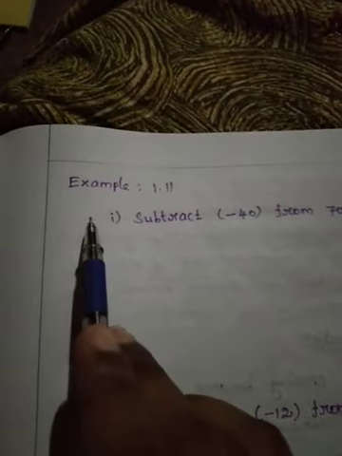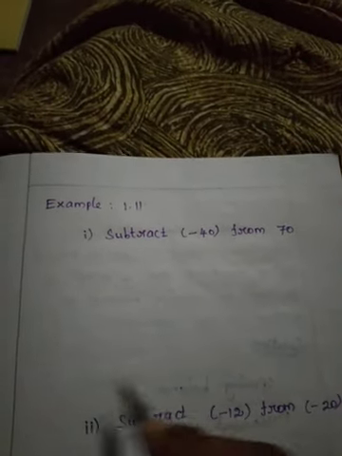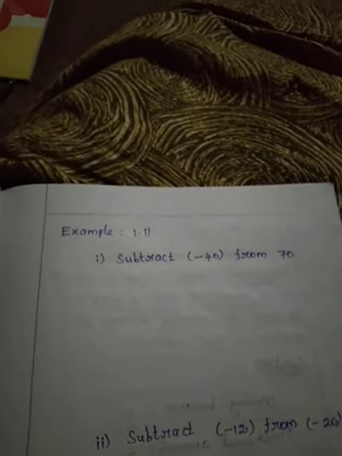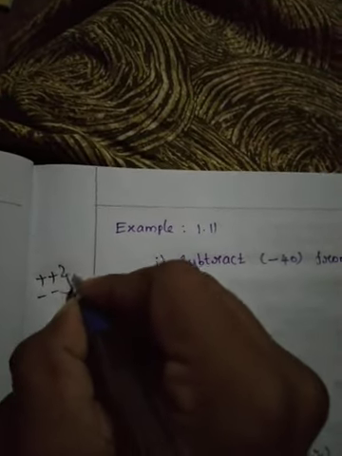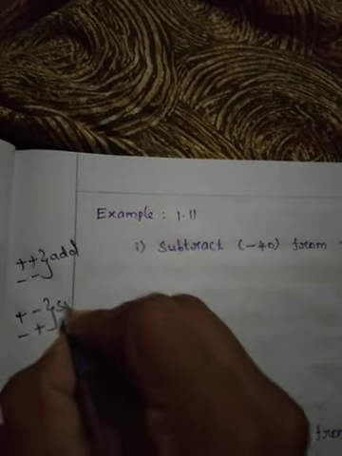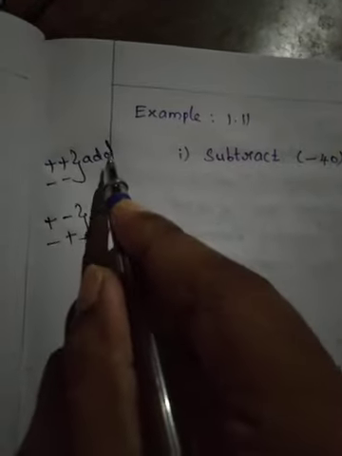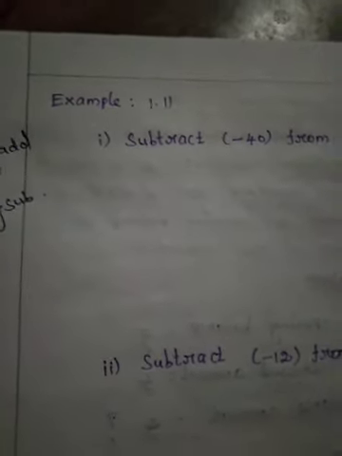Now you are going to learn example 1.11. Before going to the problem, we have to recall the rule for addition of integers. What is the rule? If we have the same sign, we have to add. If we have different signs, we have to subtract. Finally we write the sign of the greatest number.